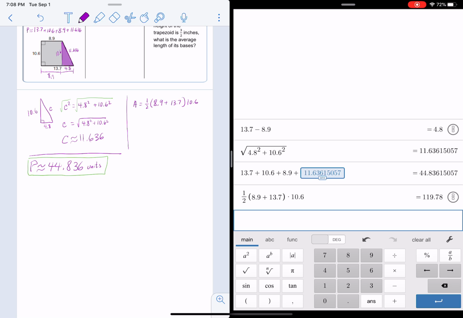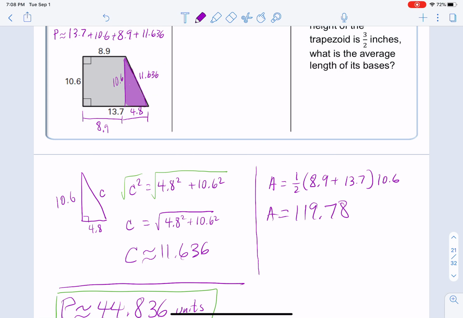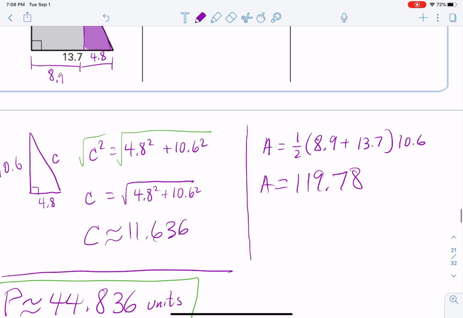So no need for an approximation symbol for this one. It is exactly equal to 119.78. And what units do I need to tag to the end of this? Since we don't know what the units are, we will just say it is units, which are squared, and then put an official box around that so I know what your answer is supposed to be.